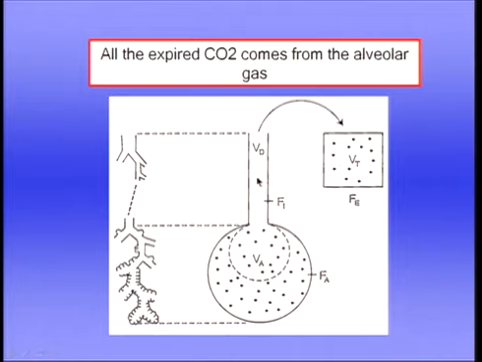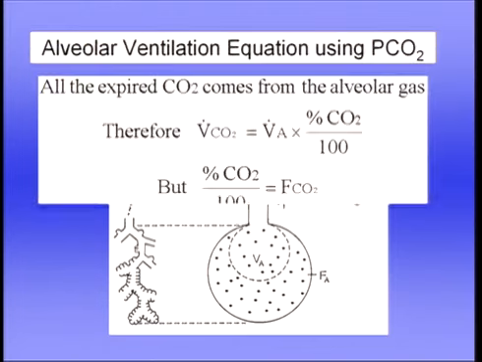No CO2 comes from the dead space, because at the end of inspiration, the dead space contains the inspired air. There's no gas exchange in the dead space. That's why it's called a dead space. And when that gas is exhaled, of course, it has no CO2 in it. So all the expired CO2 comes from the alveolar gas.